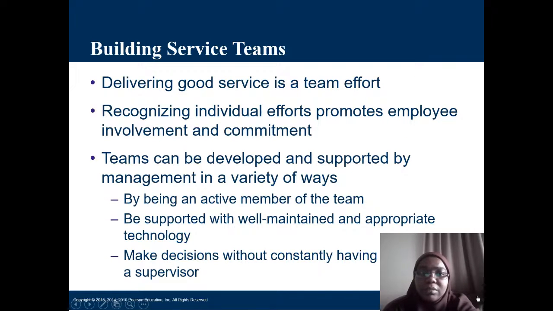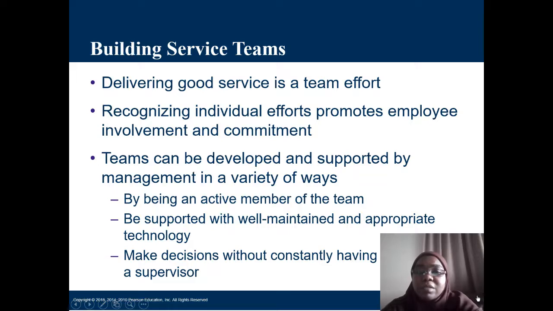Regarding building a service team, it is very important to know that delivering good service is a team effort. No man is an island, all right? You can't do things perfectly alone. You have to interact with others. So when you aim at delivering good quality services, you should know that it is a team effort. Recognizing individual efforts promotes employee involvement and commitment. Try as much as possible to identify each individual and promote their involvement and commitment at all levels. This is going to encourage team service.